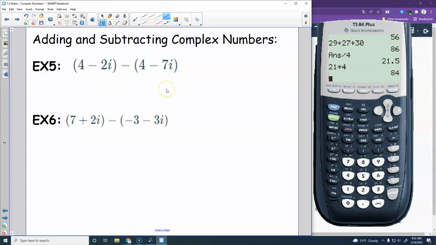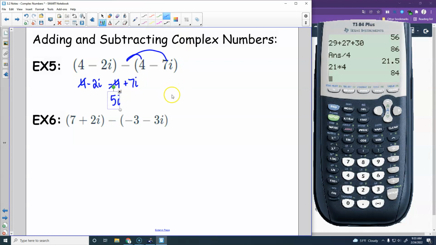If we were adding, you would do this like the subtracting, but you're not going to have to distribute. So all you do here is you're going to distribute that negative. You basically treat it like the i is an x here. So you've got 4 minus 2i minus 4 plus 7i. And then just combine like terms. In this case, I've got a 4 and a negative 4, and they cancel. I've got a negative 2i and a positive 7i. That's going to give me 5i.